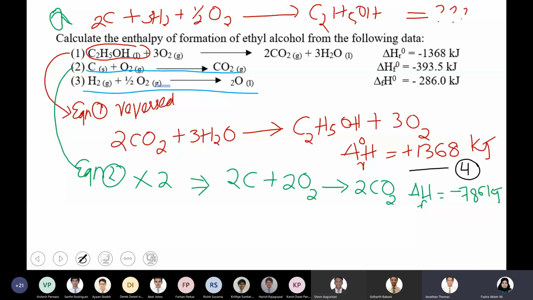And 2 into 393.5, it will become 787, right? Yes, ma'am. Okay. 787 kilojoule.